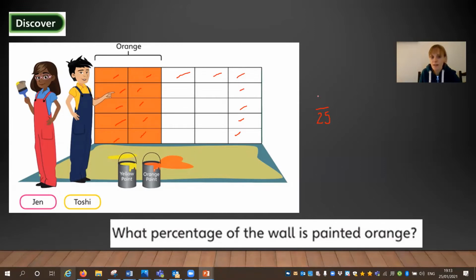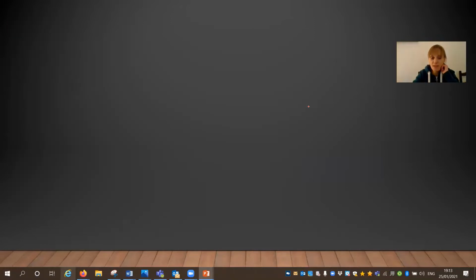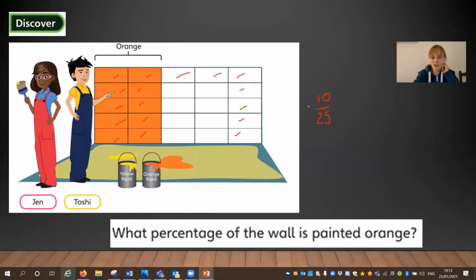So we know that 10/25ths of our wall is shaded. Now, that's all very well because we've got a fraction there, but how am I going to convert that into a percentage? Now, if I want to look at this as a percentage, remember, what does percent mean? It means out of 100. Now, that means I've got to convert this fraction to become out of 100.